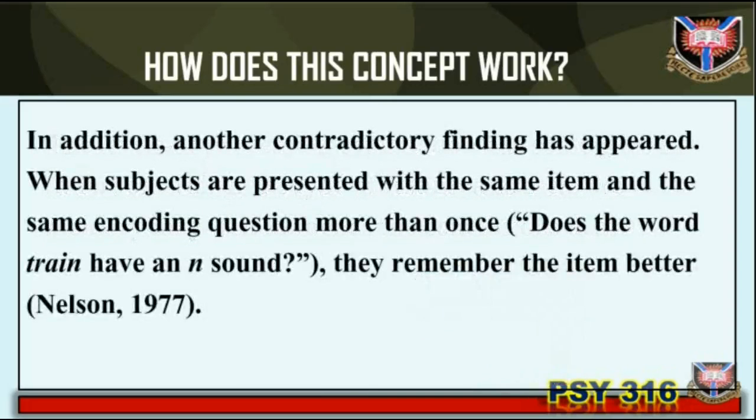In addition, another contradictory finding has appeared. When subjects are presented with the same item and the same encoding questions more than once, for example, "Does the word train have an N sound?", they then remember the item better, Nelson, 1977. The second presentation does not call for any deeper processing. It requires only more of the same. And so, the explanation for better recall after two trials has to be sought outside the levels of processing model.